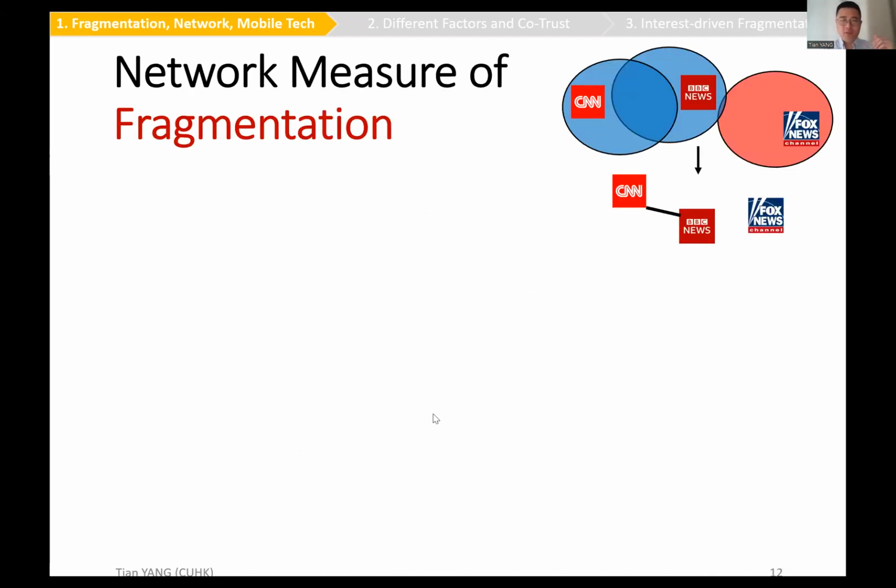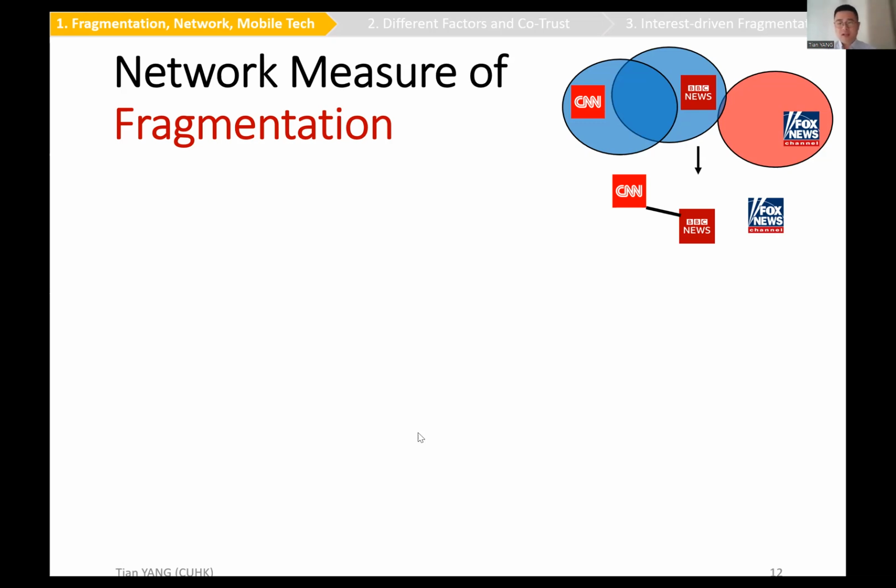So we have mentioned that audience fragmentation, theoretically, is about the audience splitting into subgroups reading different news, right? So the intuition of this network method is to look at to what extent the audiences of different outlets overlap. Okay, so let's have a quick look at the right side. Each circle is the audience of an outlet, and we try to see whether each pair of outlets has significant audience overlap or not.